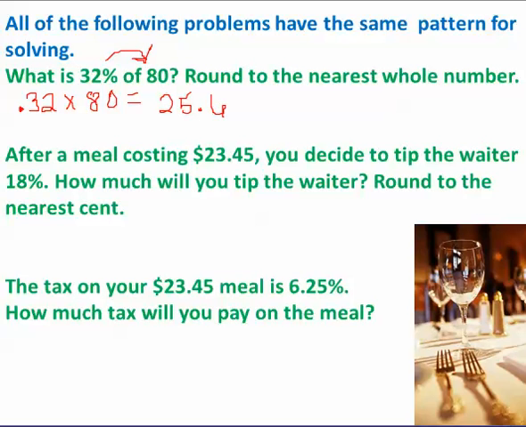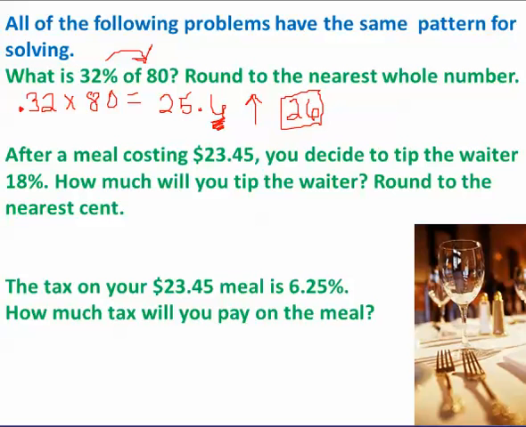25.6. So let's read the question and see if that makes sense. What is 32% of 80? Round to the nearest whole number. First of all, I didn't round, did I? But this guy is 6, so he's bigger than 5. If I were going to round this up, I would round it to 26 to the nearest whole number. So 26 is about 32% of 80.